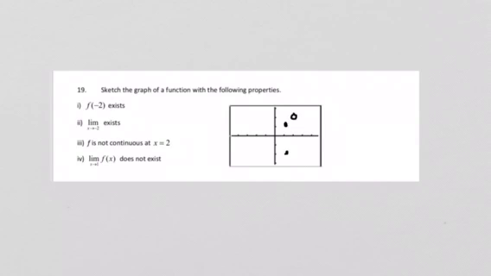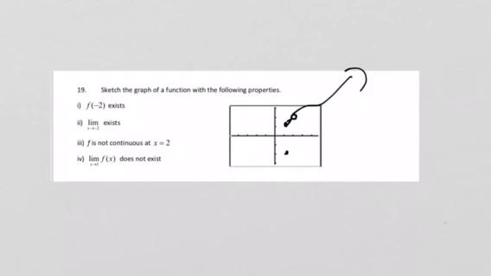And then it says that the limit as x approaches -2 exists, and f of -2 also exists. So first of all, after x equals 2 and x equals 1, there's nothing else happening over here that is specified. So this can just do whatever we want it to do. It just goes off there.